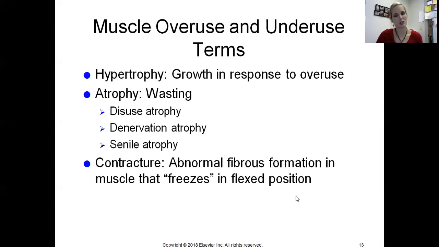Another term, contracture, is an abnormal fibrous formation that causes the muscle to remain in a contracted, flexed position. So it's almost like it freezes in that position. Oftentimes we see this in stroke patients, or those who have different disorders, a lot of different causes for that. But with contracture, we see a muscle remaining in a contracted state. And that's what that means.